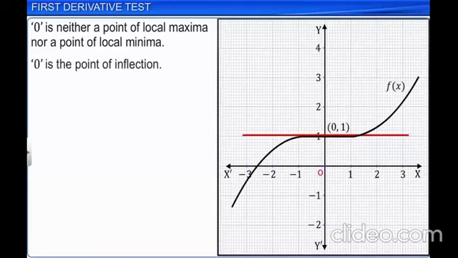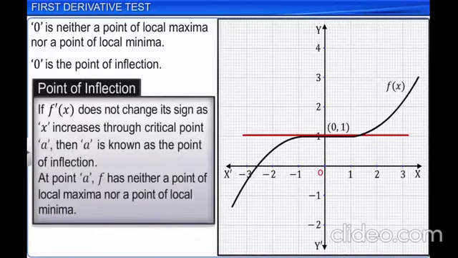Mathematically, if the derivative of f does not change its sign as x increases through A, then A is neither a point of local maxima nor a point of local minima. Such a point is called the point of inflection. Now, let us take a quick look at the steps to be followed to find the local maxima or minima using the first derivative test.